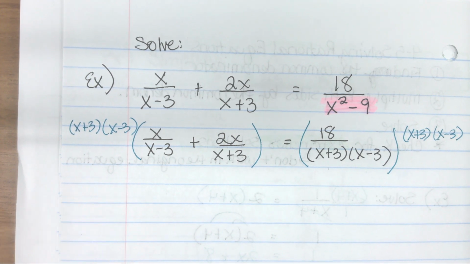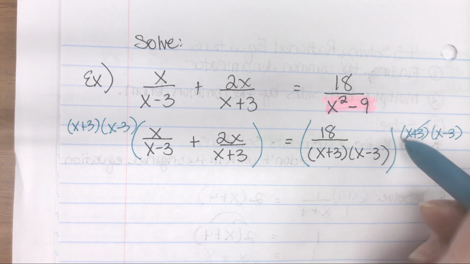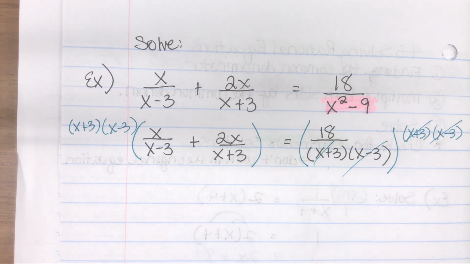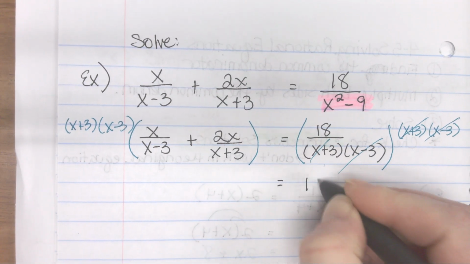Okay, let's start with the easier side. Let's start with the right side. What happens when I multiply those together? Both of the factors cancel, right? I have a factor of x plus 3 and x minus 3. So I'm now just left with, on this side, an 18.